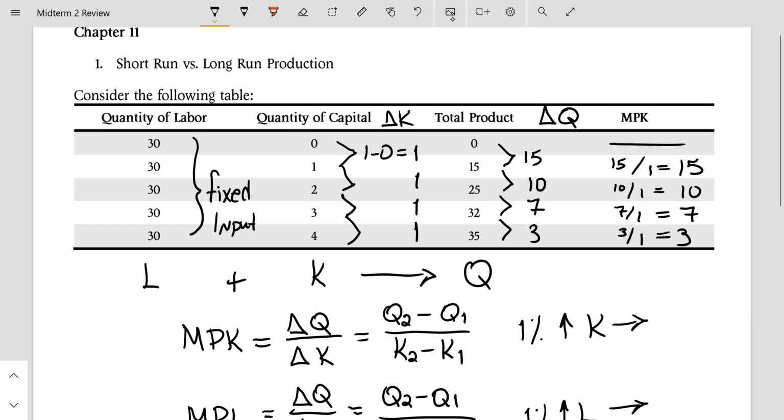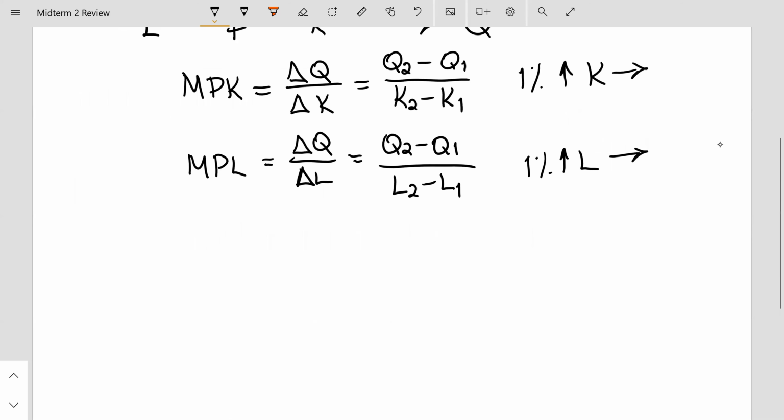Just to mention, in the long run, production has both capital as variable and labor as variable. So we mostly will not be working with this long-run production function, maybe in an intermediate course or a more advanced course. But for right now, we are just going to focus on the short-run production. Okay?